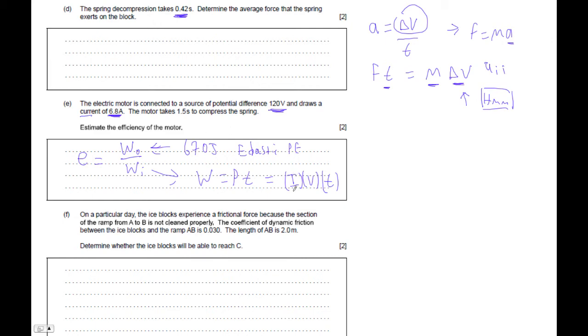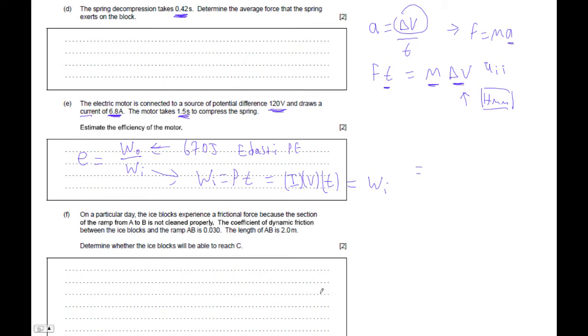So put the 6.8 in for I, the 120 for V, right? You don't know this yet. Maybe you do already, I don't know. And then 1.5 is your time. So this will give you the input, okay? And it's going to be a lot more than the 670, right? So divide this by this and get a number. You can either express it as a percent or a pure number, okay?